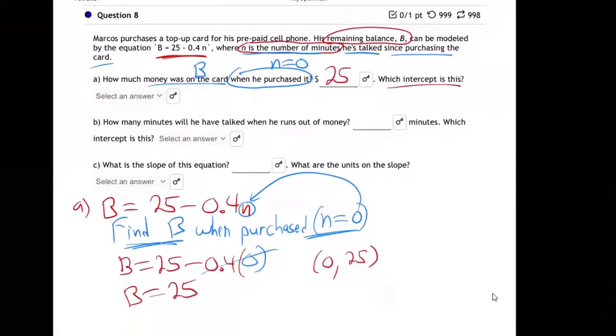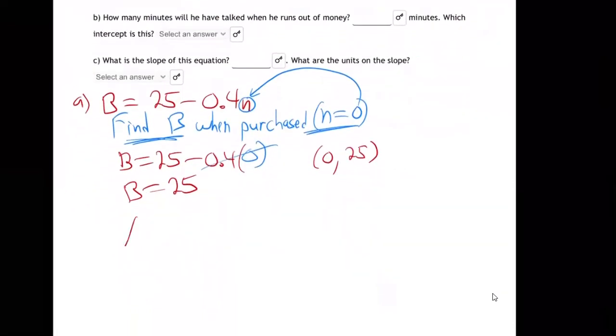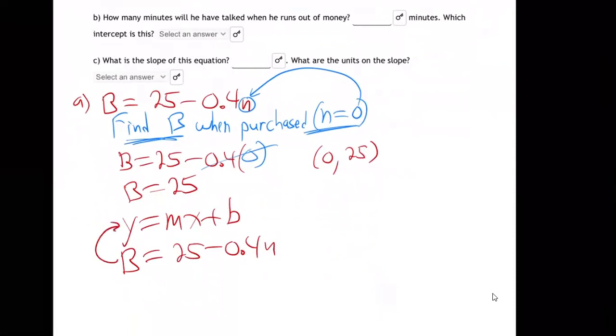So what are we normally used to? Normally we're used to y equals mx plus b, plus little b, like that. And we have capital B is 25 minus 0.4n. So capital B is like the y. Capital B was 25, so this is capital B, which is like the y. So we're matching things up. And what's our variable on the other side? N. So this is like x.